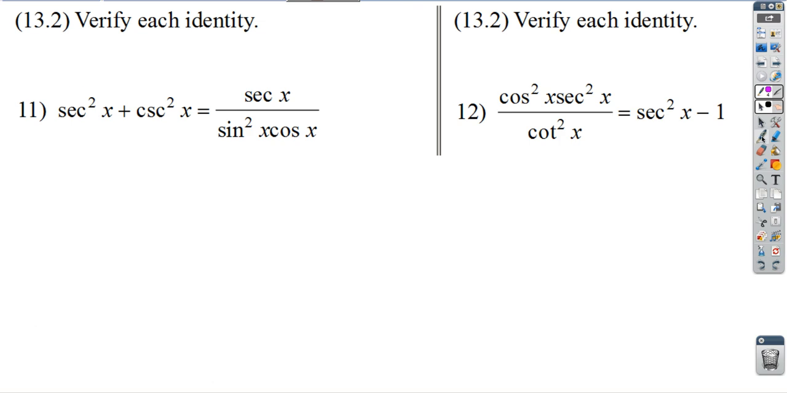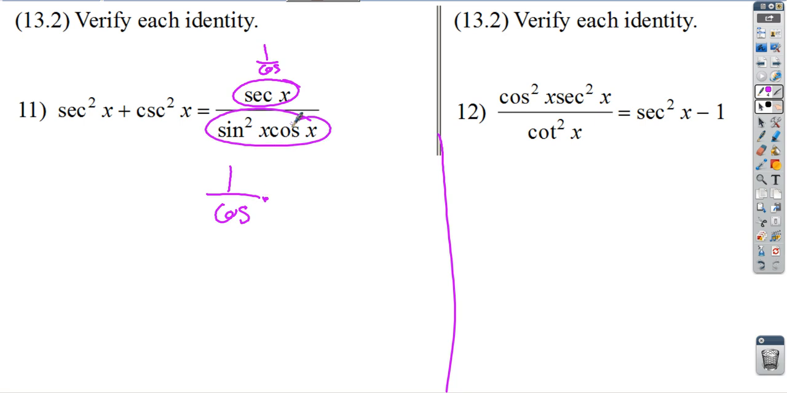So 13.2, 2 more identities. Try to make well-known identities appear. And actually, in terms of 11, which one is the more complicated side? I would say the right side is more complicated. So let's think about this. When in doubt, change everything into sines and cosines. So let's try that. This right here is the same as 1 over cosine. So we're going to have 1 over cosine times this thing, times the reciprocal of that thing, I should say, which is 1 over sine squared cosine.